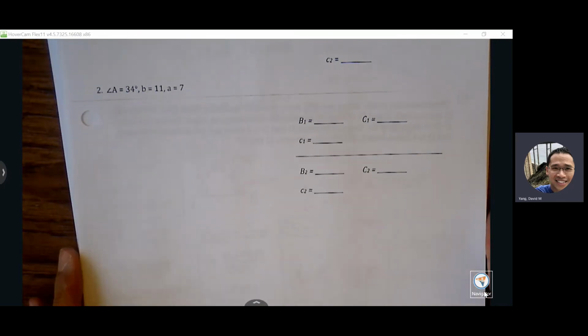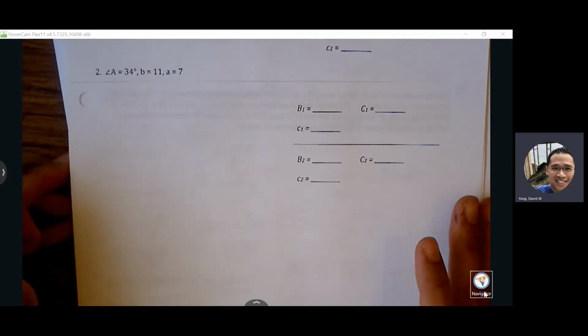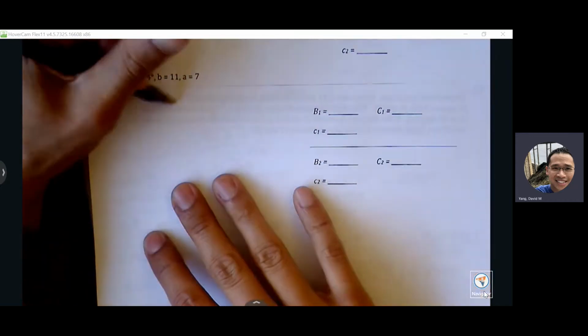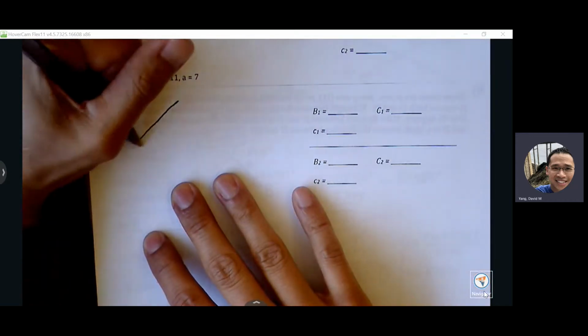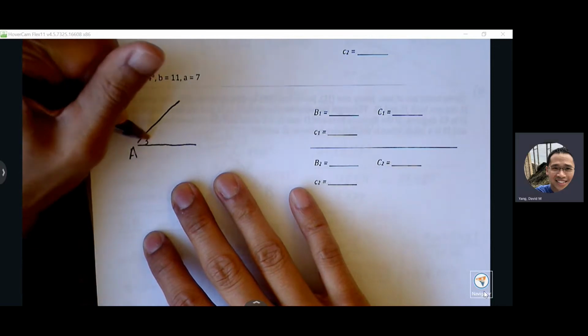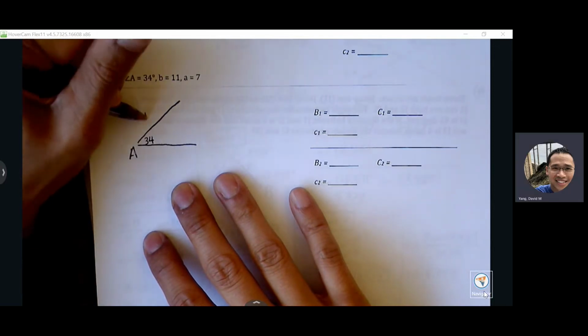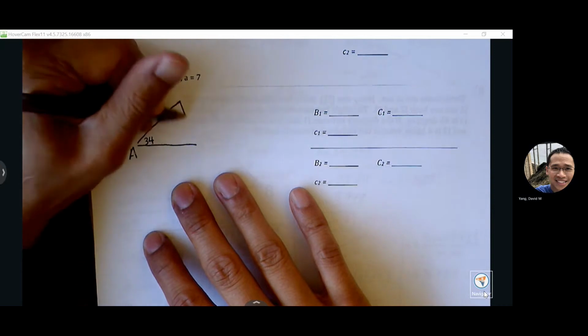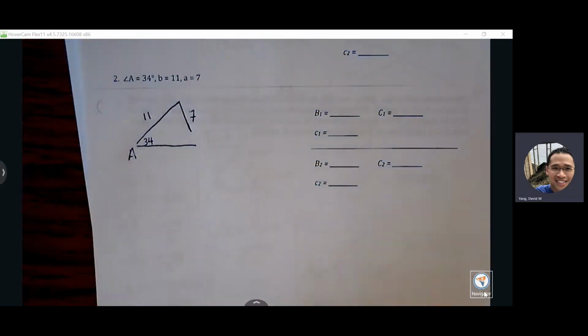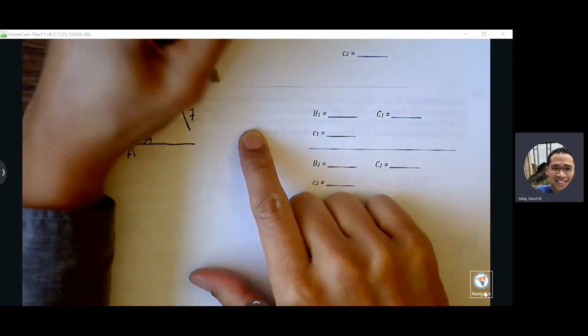Number 2, angle A, side B, side A. All right, so here is my angle A. Side B, side A. All right, which category is this triangle going to be? Yeah, so call this side-side angle.